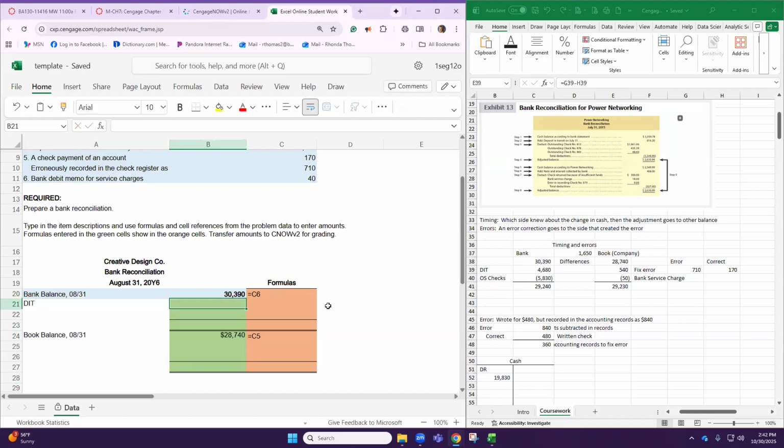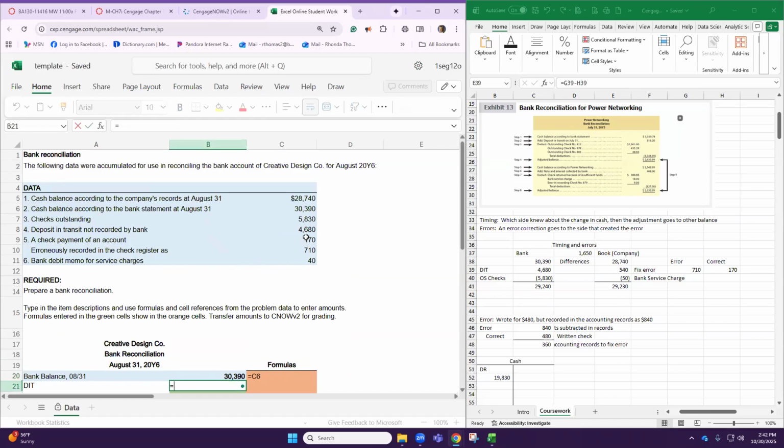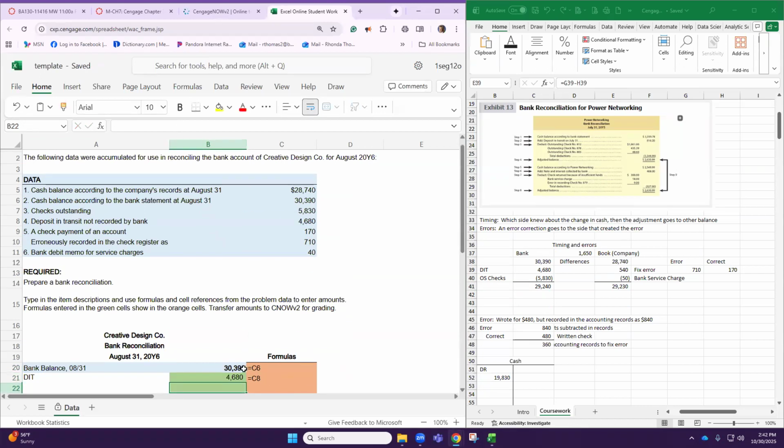You can abbreviate. Those amounts are up here. So the deposit in transit adds to it, right? And outstanding checks. So checks outstanding. I don't care, you can put OS. They may not like it. OS checks. Those are outstanding checks. We're going to put those in as a negative.